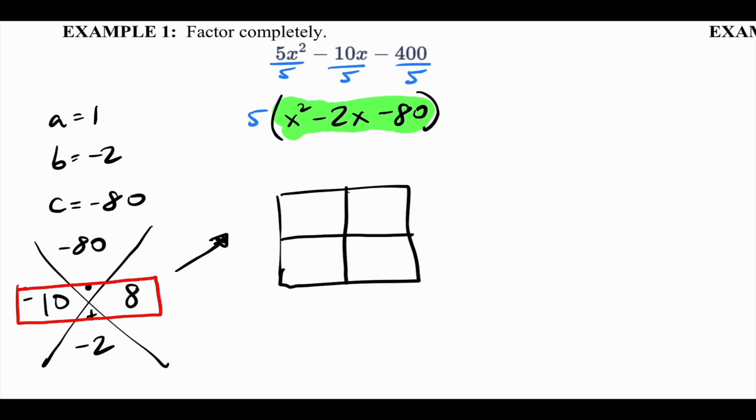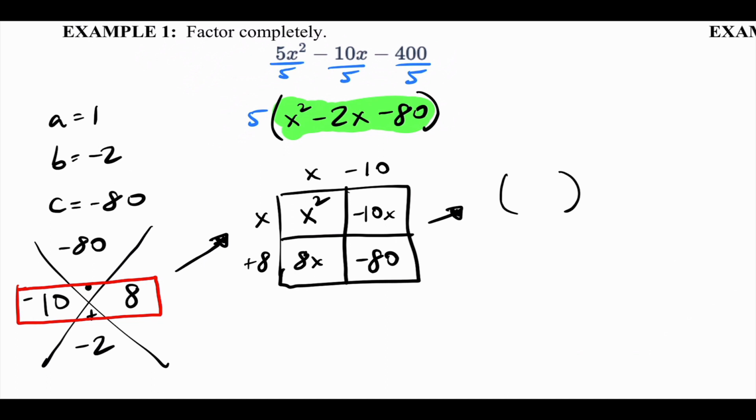In the green now. So the green, the first term is x squared. The last term is -80. I have -10x, and I have 8x. This part I've done before. So you have x times x. I get a negative 10 here and a positive 8 over here. Okay. So I'm going to have x minus 10, x plus 8. I've done that part before.